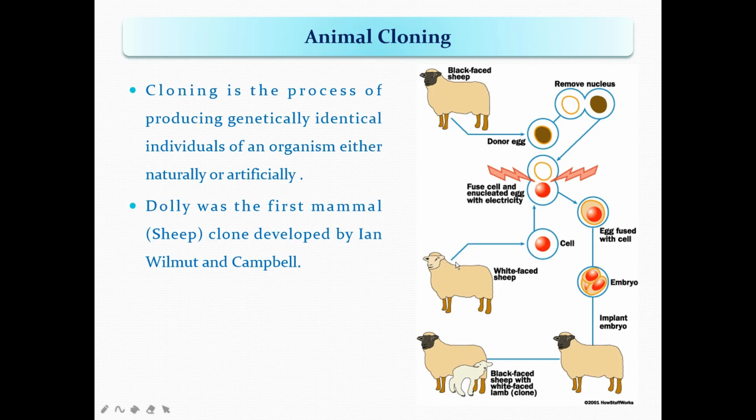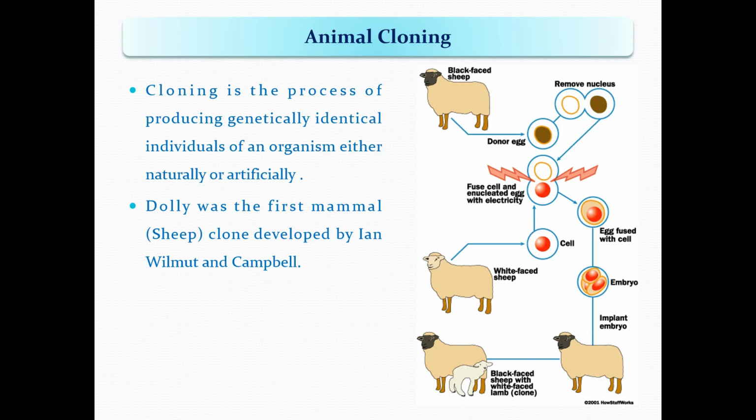Then an ovum or egg cell was taken from another ewe, or female sheep, with a white face. Its nucleus was removed and the udder cell was inserted into it. So the cytoplasm of the white-faced sheep was combined with the nucleus of the black-faced sheep. The fused cell was implanted into another sheep, which served as the surrogate mother. After 5 months, Dolly was born.